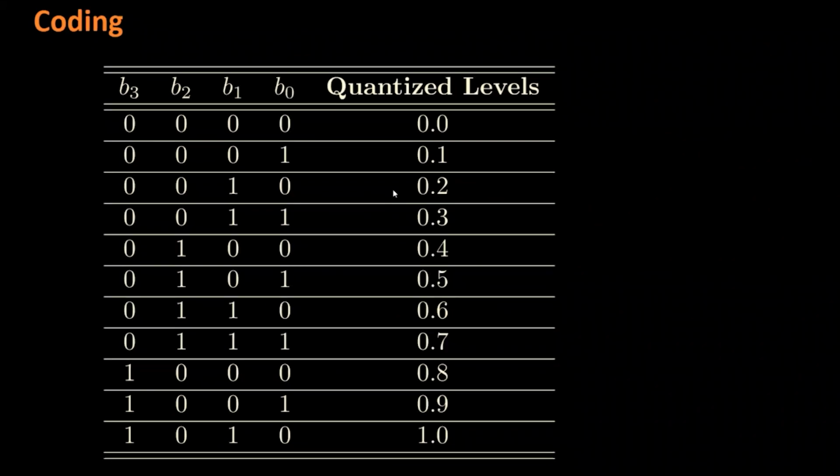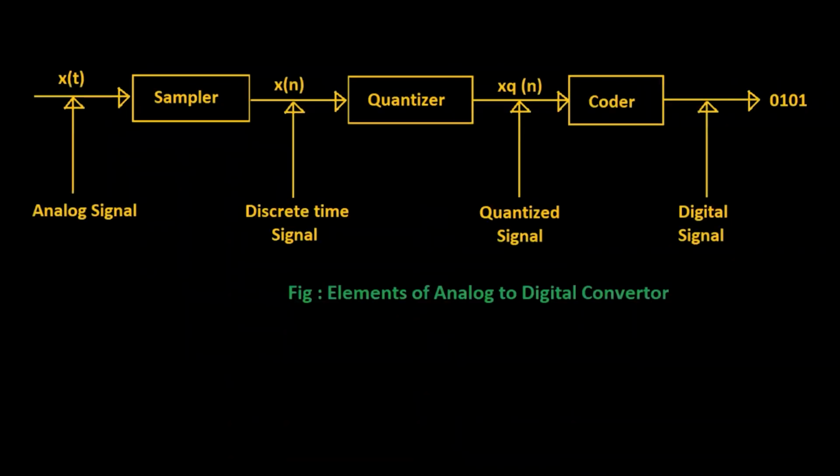Now we discuss the last step of analog to digital conversion, which is called coding. If you remember from our previous lectures, we have already learned about sampling and quantization. We know how to perform sampling and how to convert an analog signal into a discrete time signal. After quantization, the discrete time signal becomes a quantized signal. So now that we understand what a discrete time signal is and what a quantized signal is, we will perform coding on the quantized signal so that it becomes a digital signal.